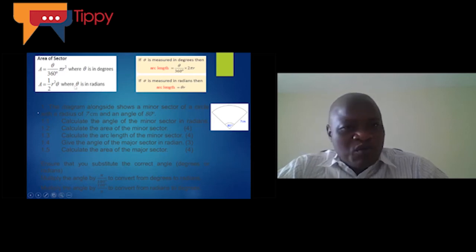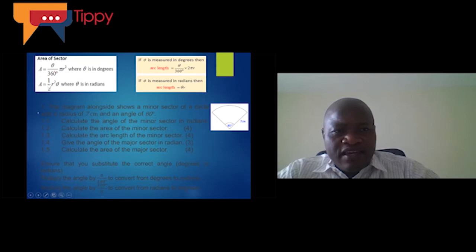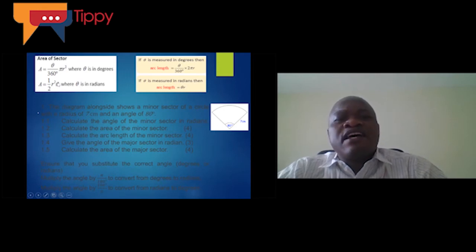I started there by giving the area of a sector. All right, what is area of a sector? Area of a sector is equal to theta over 360 degrees times pi r squared, where theta is in degrees. So when theta is in degrees, we use this formula to calculate our area. But when theta is in radians, we use the formula A equals half r squared theta, or r squared theta all over 2. The two are one and the same.